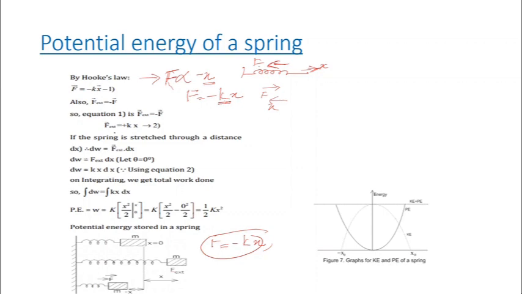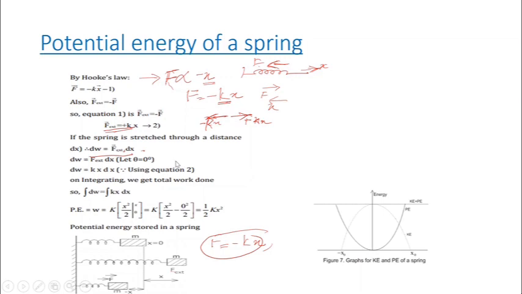Now, when we apply an external force, it will be in the plus kx direction, because the spring is pulling towards one side, so we should be pulling the spring on the other side to stretch it. So F external will always be plus kx, and the spring force will be minus kx. If the spring is stretched through a distance x, the work done required is F external dot dx, a dot product.